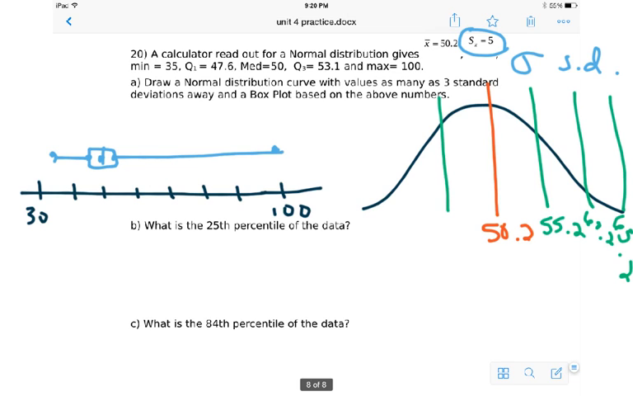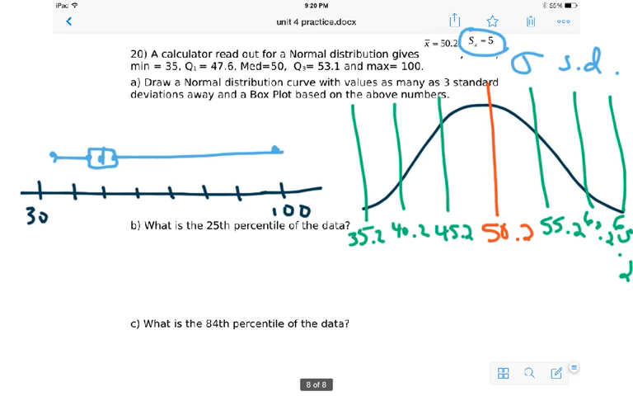On the other side, it's going to be at 45.2, 40.2, and 35.2. So that's my normal curve with 3 standard deviations away from the mean. We're going to use this information to answer some of the following questions.